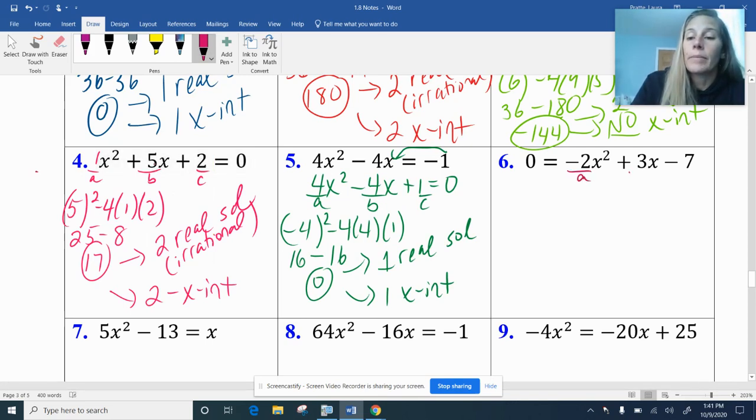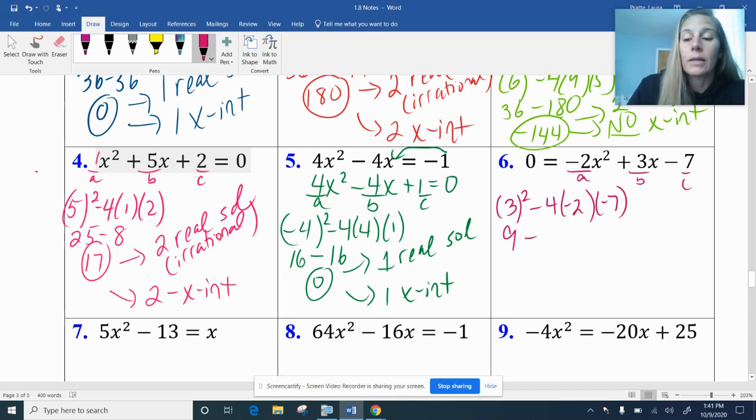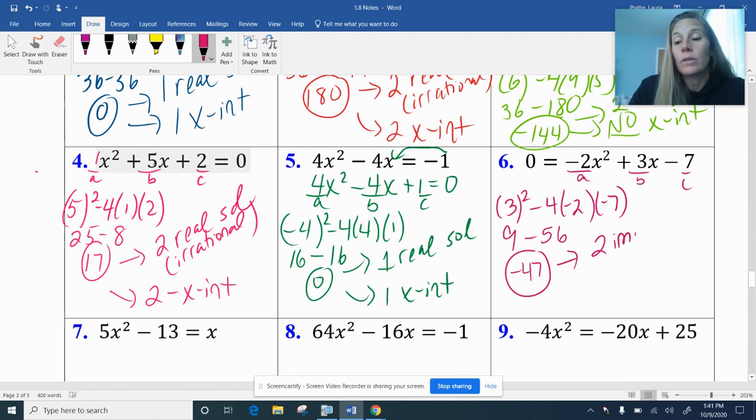So over here I have a, b, and c. So my b squared, 3 squared minus 4 times negative 2 times negative 7 gives me 9 minus 4 times 2 is 8, and then 8 times 7. So you just end up with a minus 56. 9 minus 56 is negative 47. The negative tells us we're going to have 2 imaginary solutions, and we will have no visible x-intercepts.